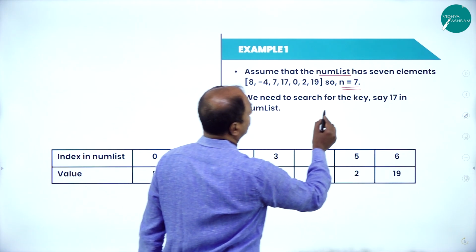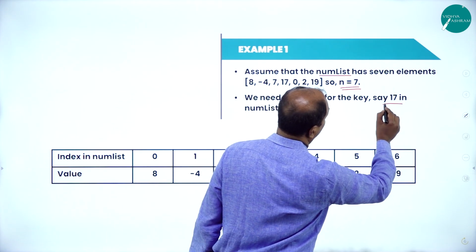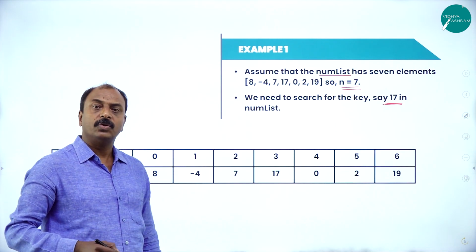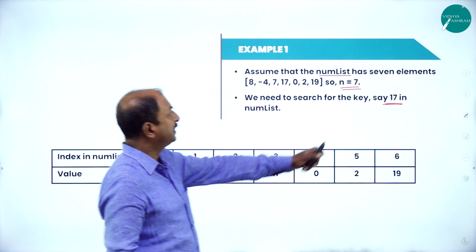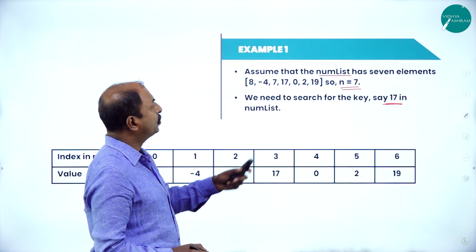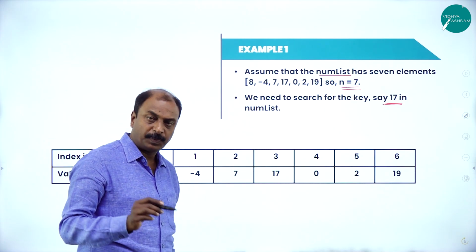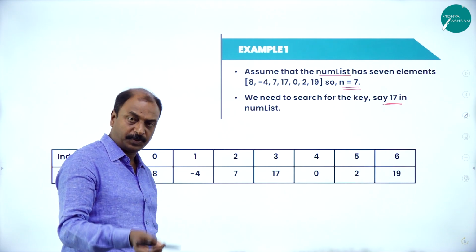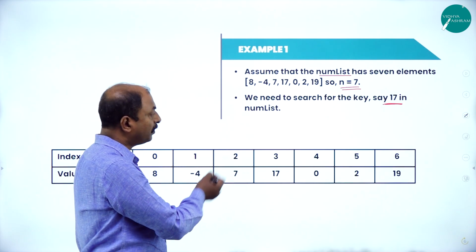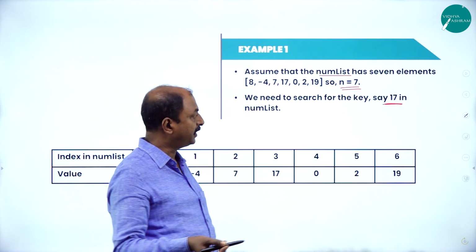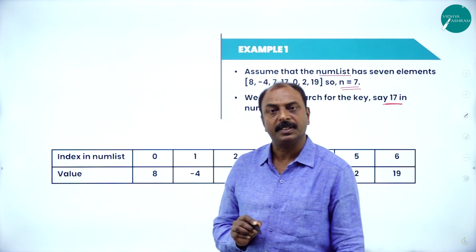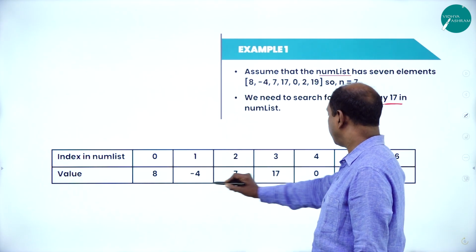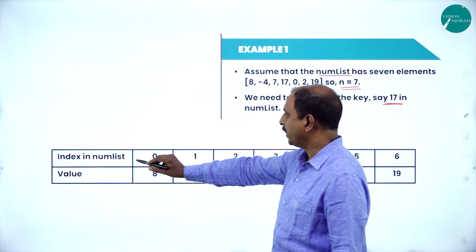So we need to search for the key element, that is 17. We have to search for the element 17 in the given list. If it is present, we have to display that the element 17 is present at this index or position. If the element is not present, then we have to display the message that the element is not present in the given list. These are the elements given in the list, and these are all the indexes.